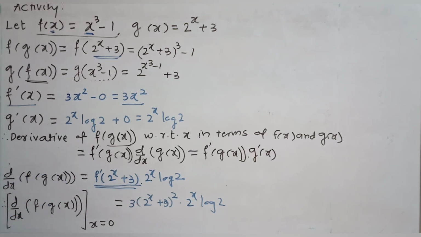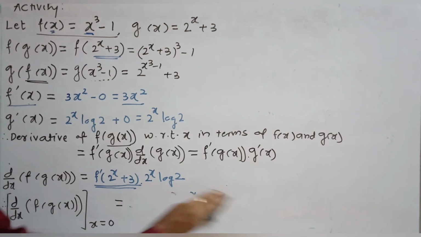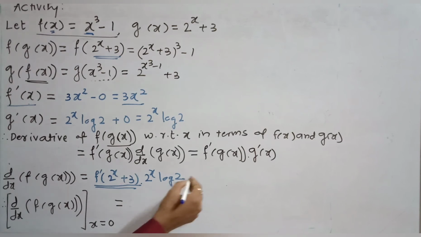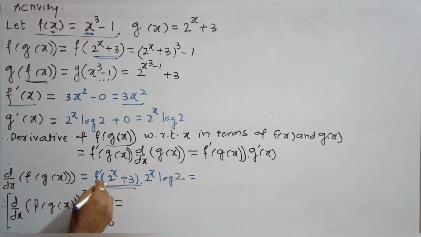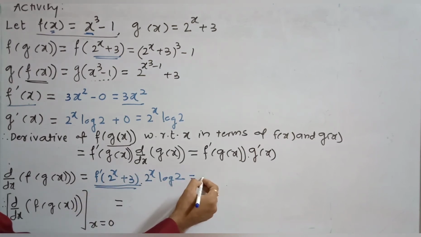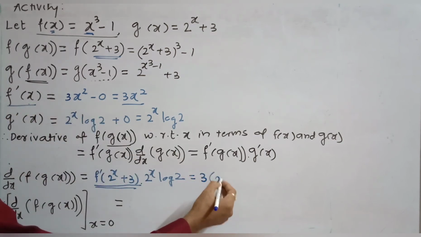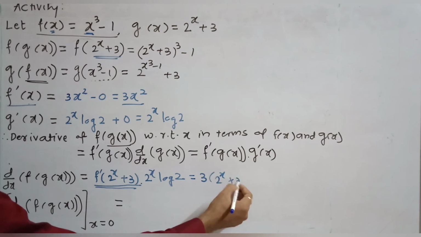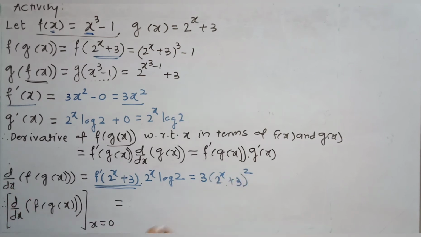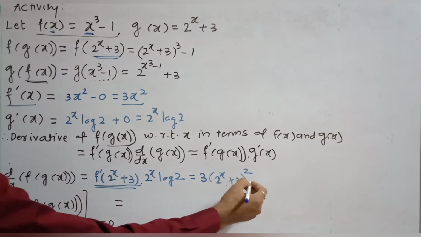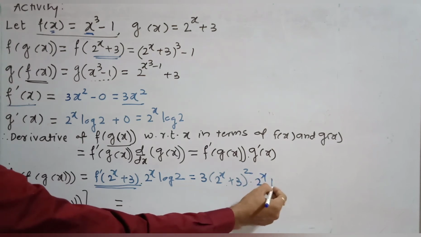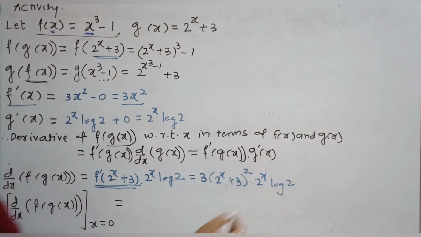Now finally, I shall use this space for the next step. I shall write that answer here. What do we get here? f dash of 2 raised to x plus 3. It is f dash x's formula: 3 into 2 raised to x plus 3 square, and then into 2 raised to x log 2 as it is.